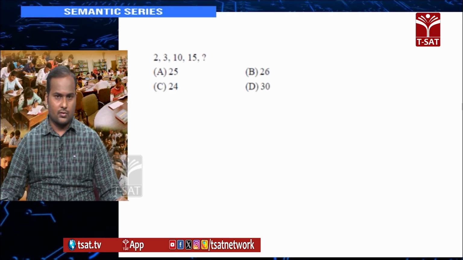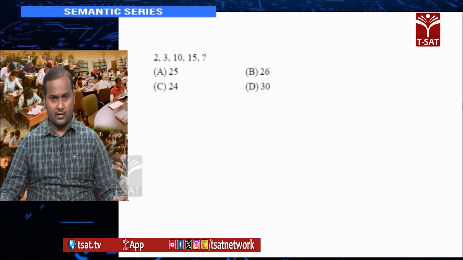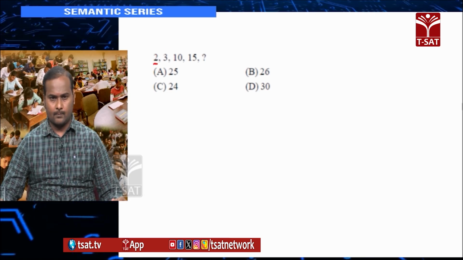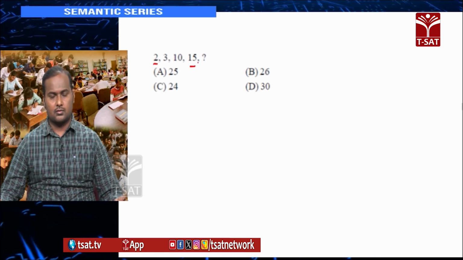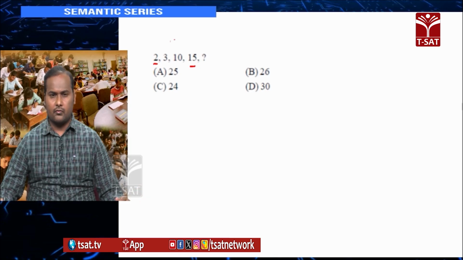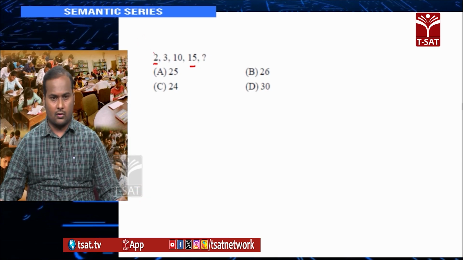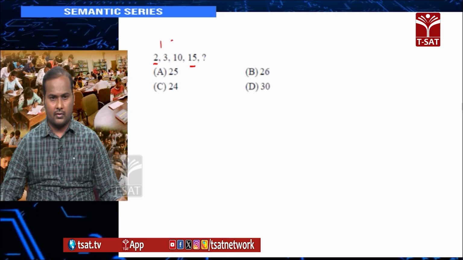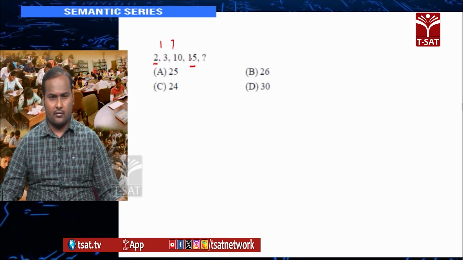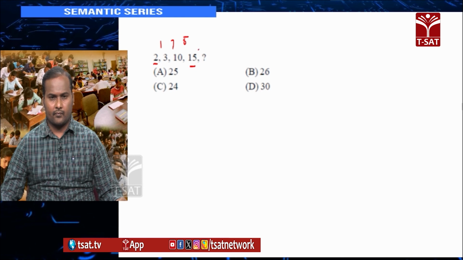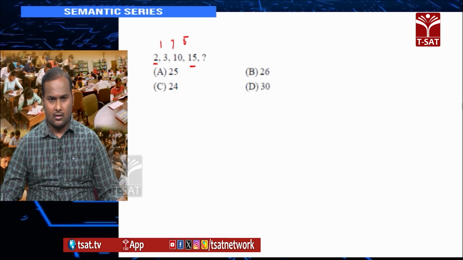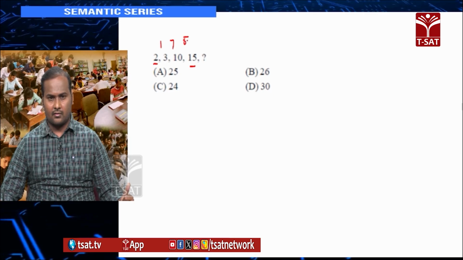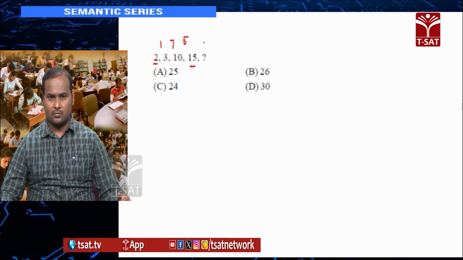The moment you see this question, the first thing generally anybody will take is the difference because it is starting with 2 and ending with 15. So, there is no much increase. So, we will take the difference and check whether we can do it or not. So, 2, 3, the difference is 1, 3, 10, the difference is 7, 10, 15, the difference is 5. And if you see this difference, I can't get any conclusion from it because it is 1, 7, 5 and what is next. So, it is not possible.